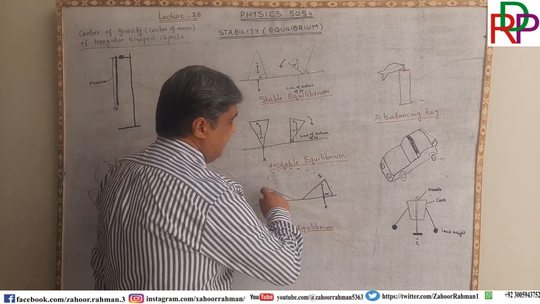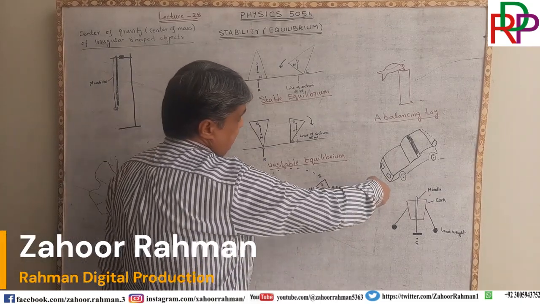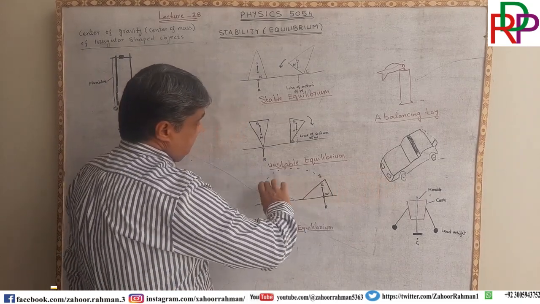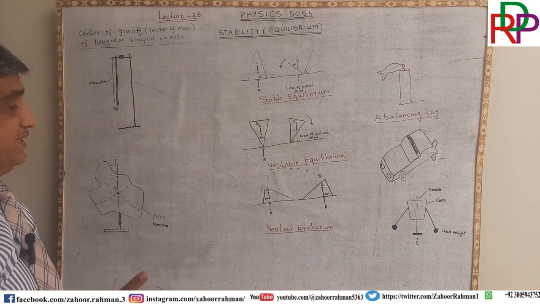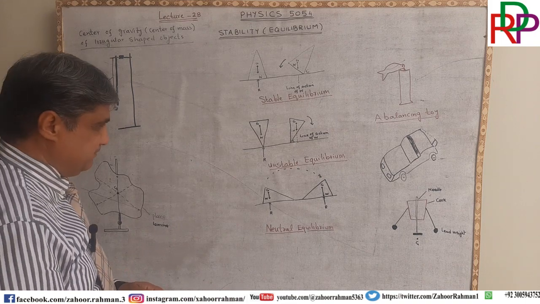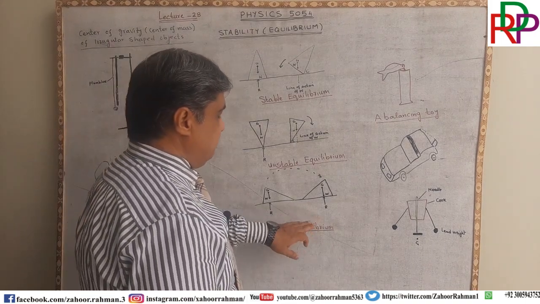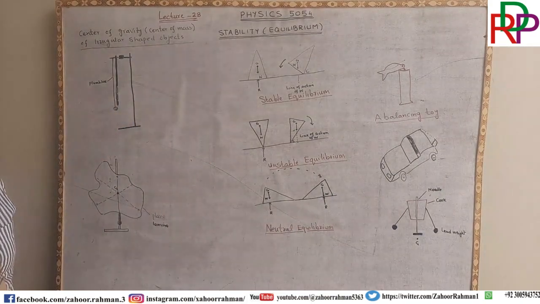We roll it, or if we are shifting it like this from here to here, then in both cases the center of gravity remains at its position. So this type of equilibrium is called neutral equilibrium.